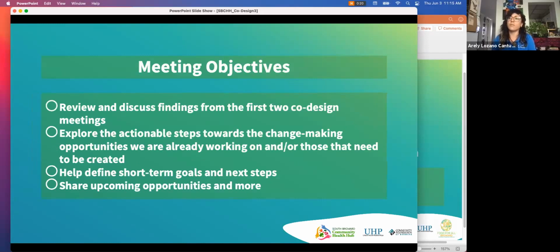So our meeting objectives for today are to review and discuss findings from our first 2 co-design meetings, explore some actionable steps towards the change-making opportunities we are already working on or that we need to create, and help define some short-term goals and next steps, and share any upcoming opportunities and more.